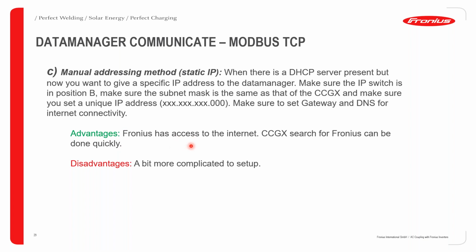The Fronius inverter, or the data manager, has access to the internet, and the SOLAR.WEB can search for the Fronius inverter very quickly within the same network. So the only disadvantage is that it requires a bit more expertise as far as network configuration is concerned. But if you have that expertise, this is actually a very good method for setting up the Fronius inverter to communicate with the SOLAR.WEB as well as send data to Fronius SOLAR.WEB.